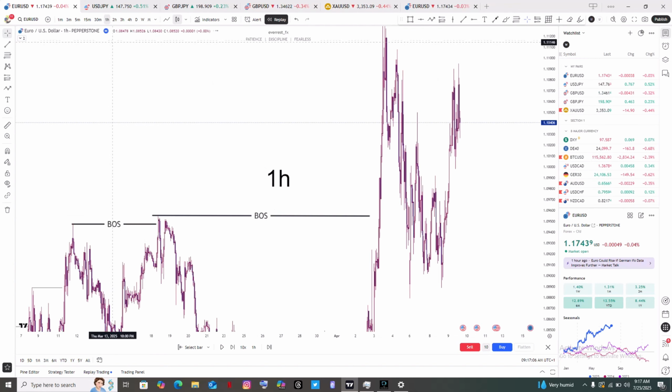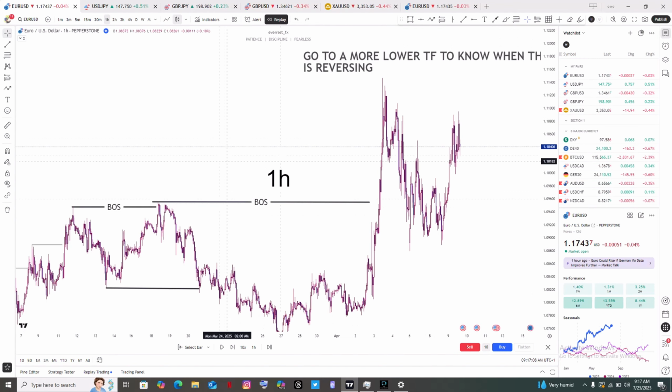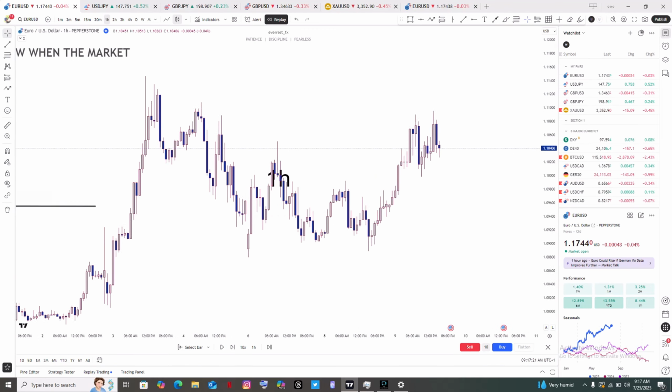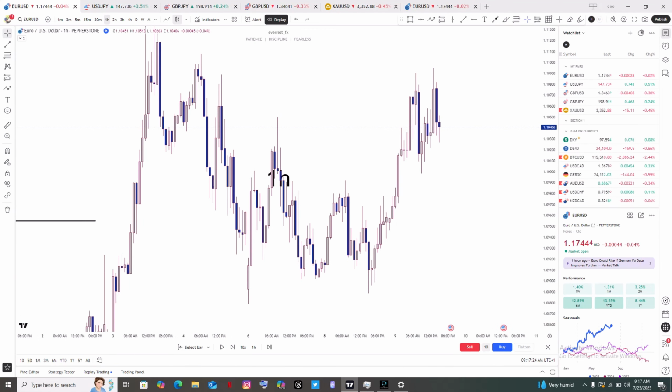Let me mark our 1 hour structure. We already have our 4 hours. This whole swing like this, up and coming down, is our 4 hour structure. Now we look for confirmation on the 1 hour and 15 minutes to continue going up. Now let me mark the 1 hour structure here. I need to show you something.